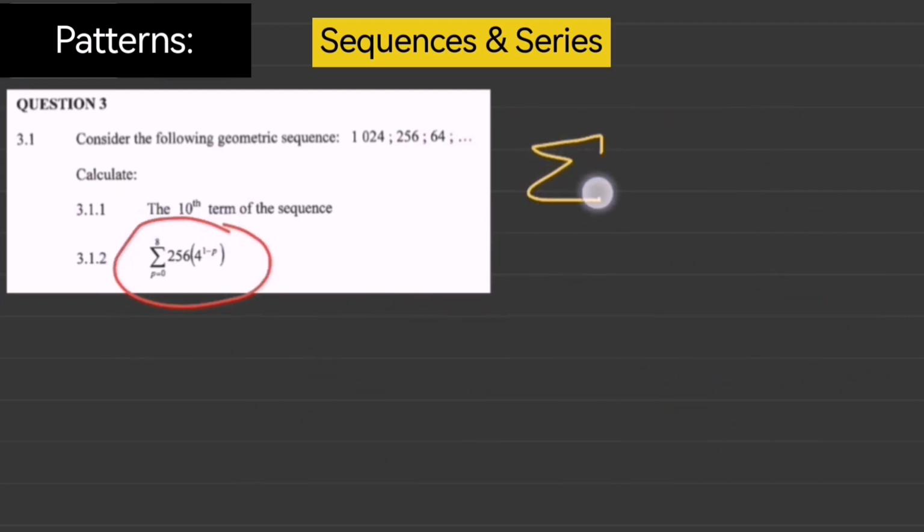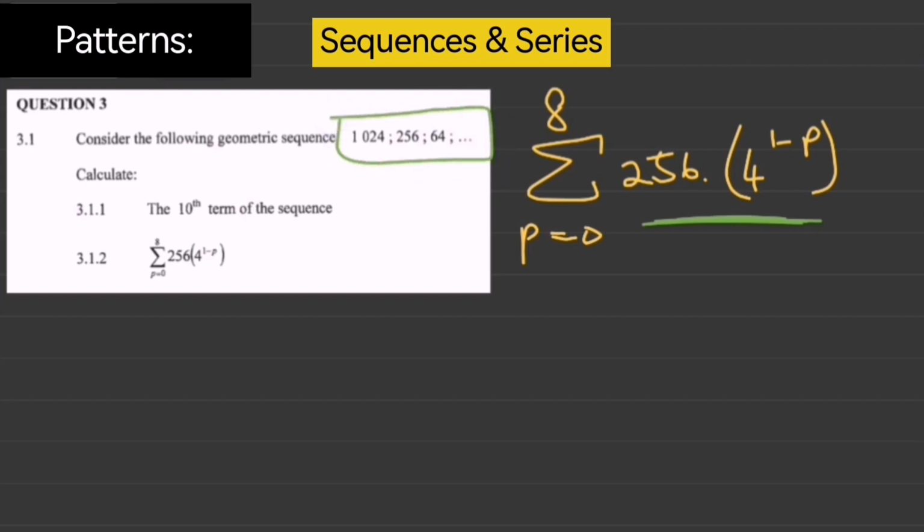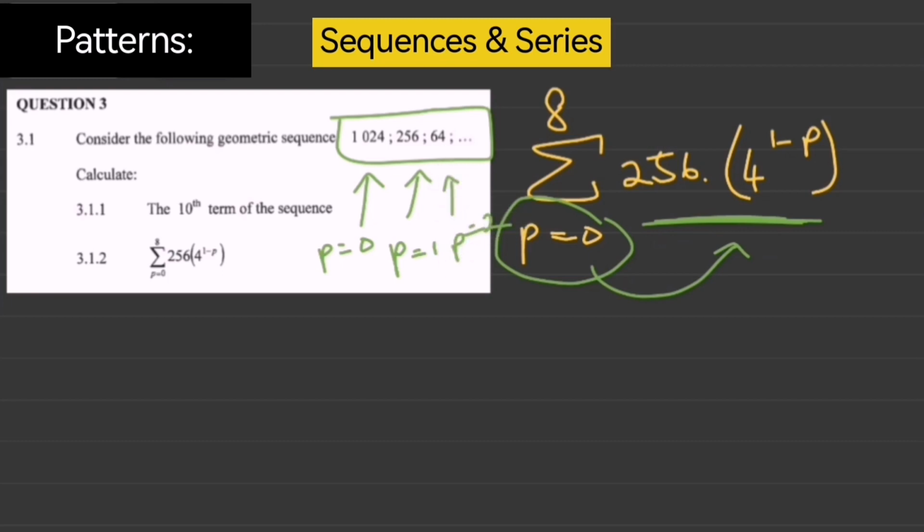Here they want us to find the sum of the pattern 256 times 4 to the power of 1 minus p, starting from where p is 0 all the way to where p is equal to 8. Now, this pattern over here is literally the same pattern that they gave us in the beginning. If you don't believe me, substitute p with 0 into that formula and see if you don't get this first term. If you're still unsure, substitute where p is 1 to find this next term. And if you're still unsure, substitute p with 2 to find the third term.